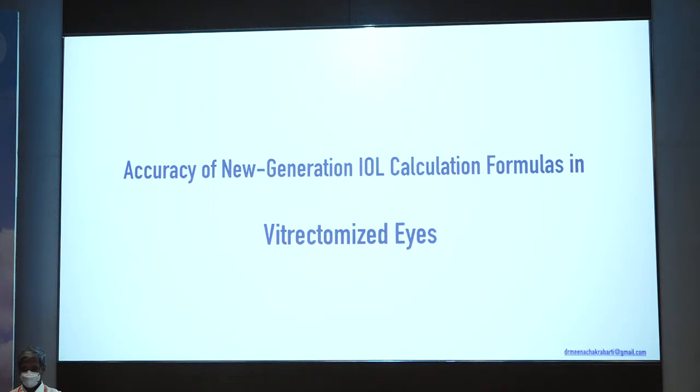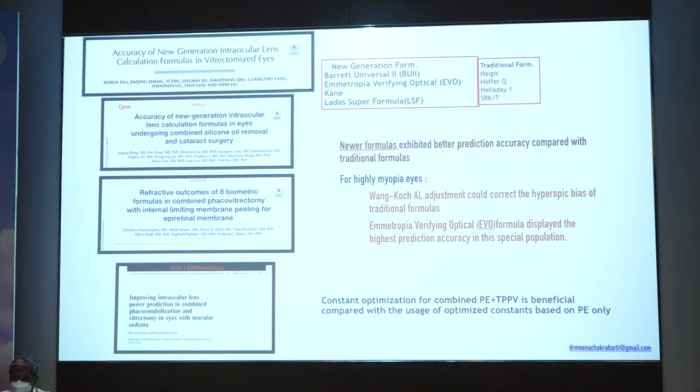Now let us look at the accuracy of the new generation IOL formulas in vitrectomized eyes, and it is seen that most of the new generation formulas give a very predictable target refraction. If you're using the traditional formula and your eye has an axial length of more than 26 millimeters, the Wang-Koch axial length adjustment gives almost the same results. Constant optimization in patients who undergo a combined procedure is more beneficial than using an optimized constant for your IOLs.